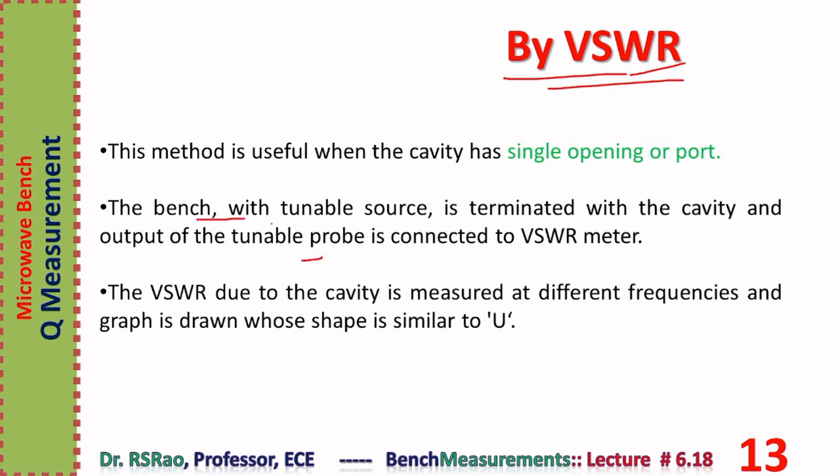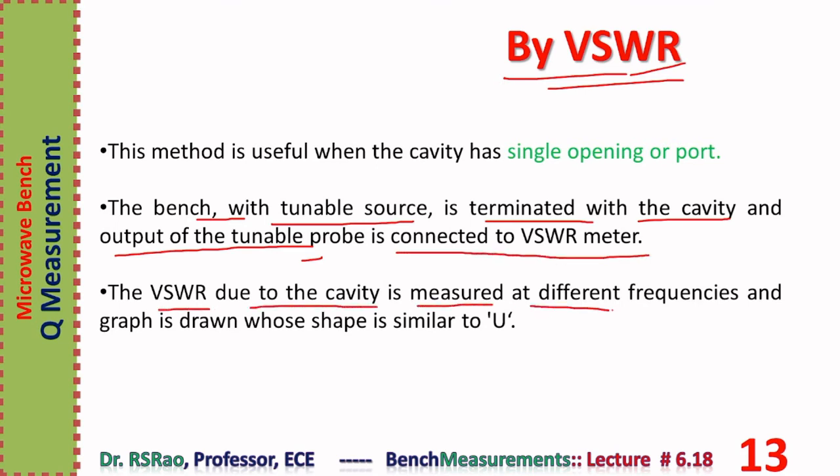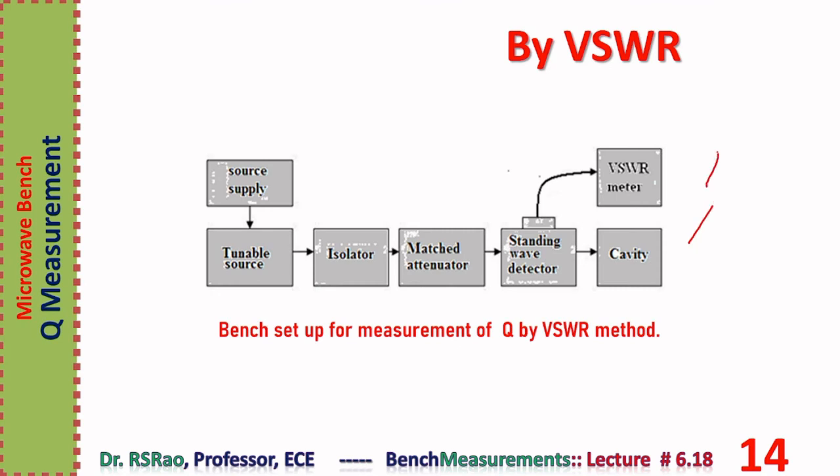The bench with the tunable source is terminated with the cavity and the output of the tunable probe is connected to a VSWR meter. The VSWR due to the cavity is measured at different frequencies and a graph is drawn whose shape is similar to U. This is the bench setup. Tunable source: the source must be able to give a wave at different frequencies, and there must also be a mechanism by which we can know the frequency of the wave.